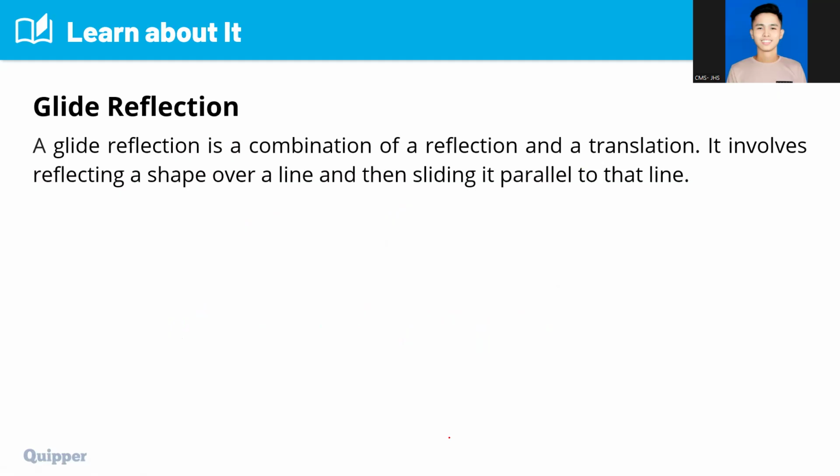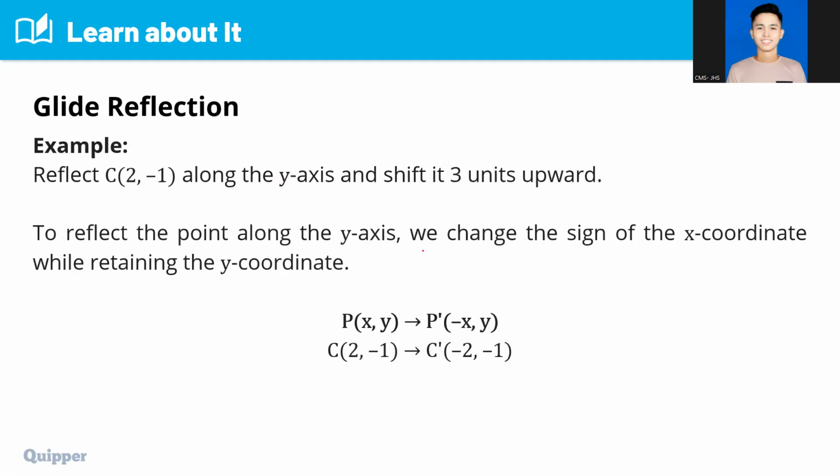A glide reflection is a combination of reflection, this lesson, and a translation, our previous lesson. It involves reflecting a shape over a line and then sliding or translating it parallel to that line. So let's have an example of this glide reflection. Example: reflect point C with coordinates (2, -1) along the y-axis and shift it 3 units upward.